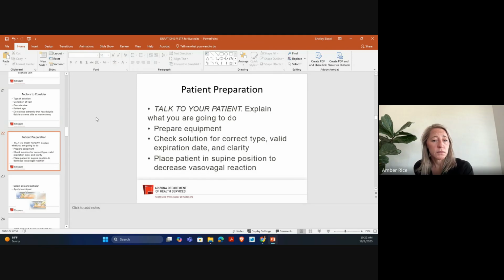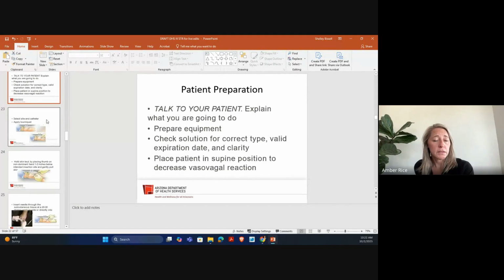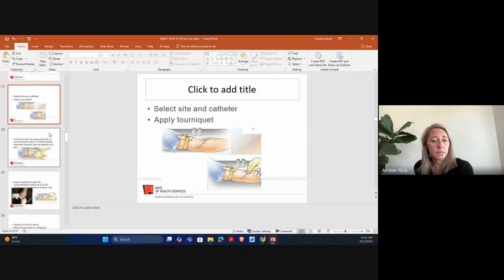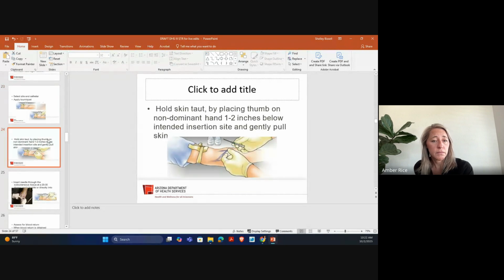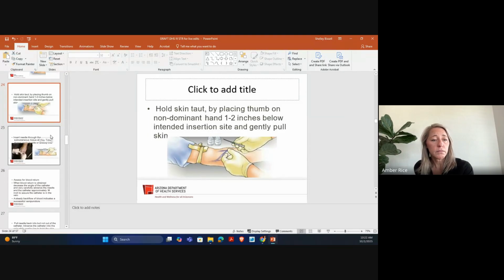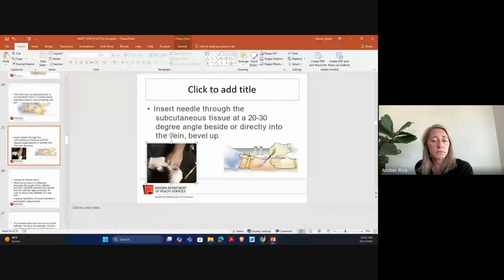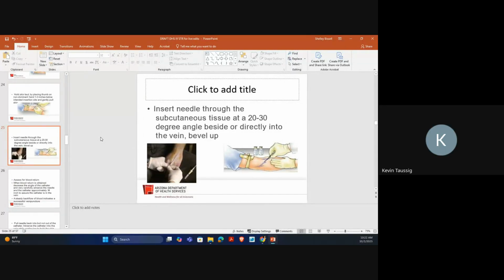Anything else on this one? And then these next ones just kind of walk through step by step. Oh, sorry, I forgot to fix the pictures on this one, Shelley. Can you go back up 2 slides?